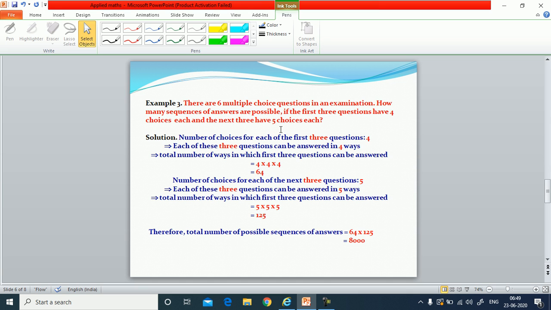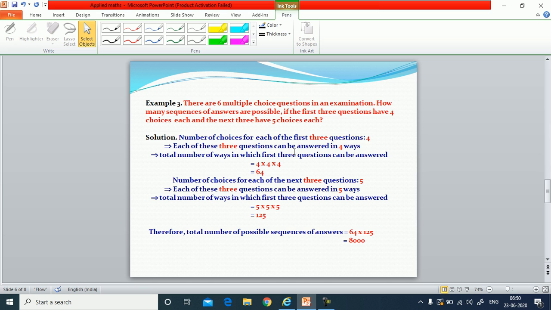So for the first three questions, any of the four options, any one of them will be correct. In the same way, for the next three questions, out of these five choices, any one of them will be correct. So let us attempt it. Number of choices for each of the first three questions is 4. What does that mean? That means each of the three questions can be answered in 4 ways. Okay, different students can mark different option. So whatever option they are marking, they have got only 4 choices.